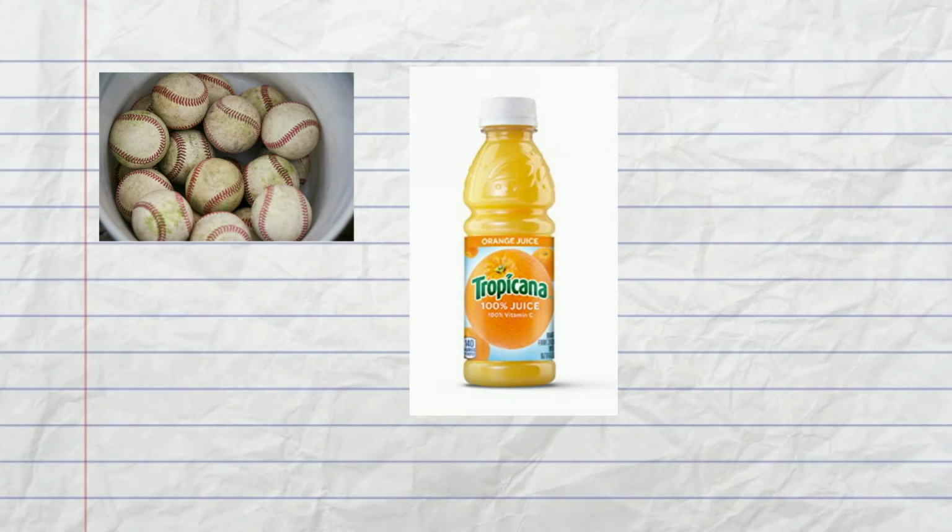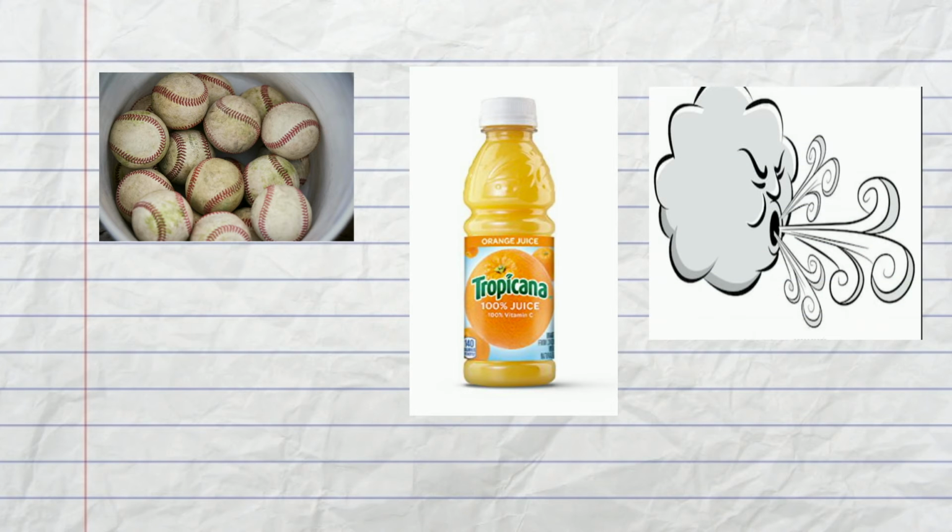Let's first take a look at these three objects. We have a baseball, a juice, and wind. What can you observe with these objects? Can you find differences and similarities? Pause the video for you to think.